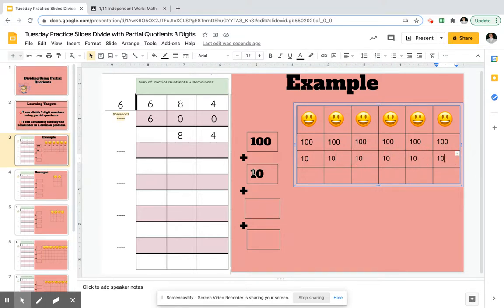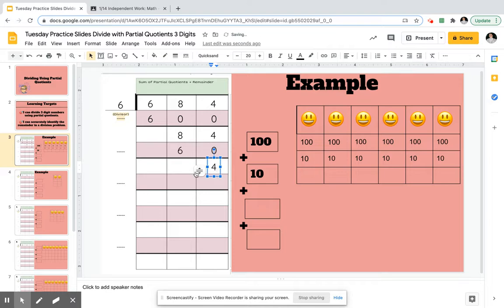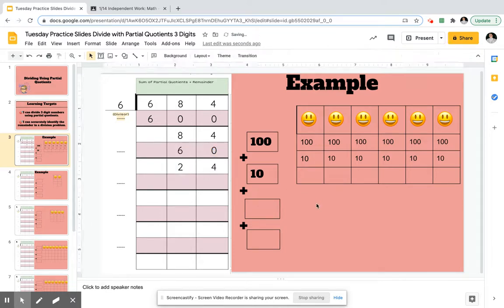And I am going to take the total amount I just gave away. 10 times 6 would be 60. So I'm going to plug in 60 underneath 84. Now I'm ready to subtract. I'm going to bring down my 4. And if we take away 6 from 8, it's going to give us 2. Now I have 24.